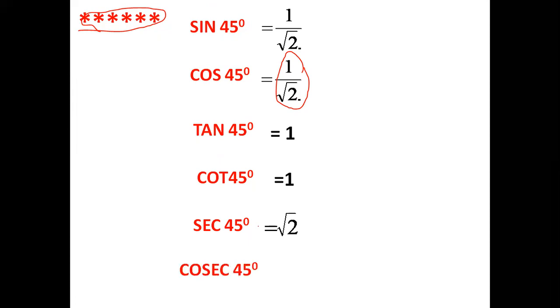Cosec 45 degrees and sin 45 are reciprocal to each other. If you reverse the result of sin 45, you get the cosec 45 value. What is the result of sin? That is 1 by root 2. So cosec 45 is root 2 by 1, which means root 2. So cosec 45 degrees is equal to root 2. You have to remember these trigonometric ratios for the angle 45 degrees.